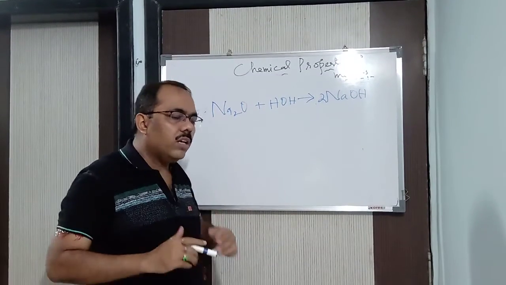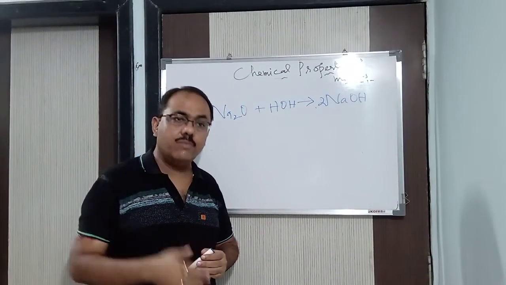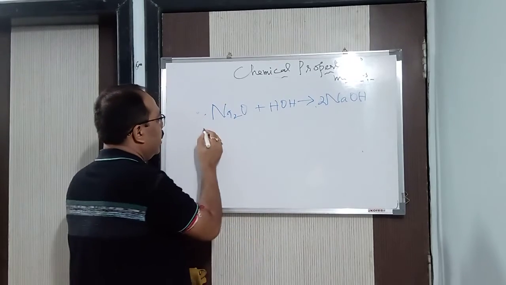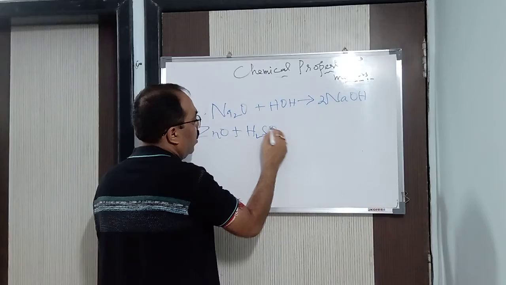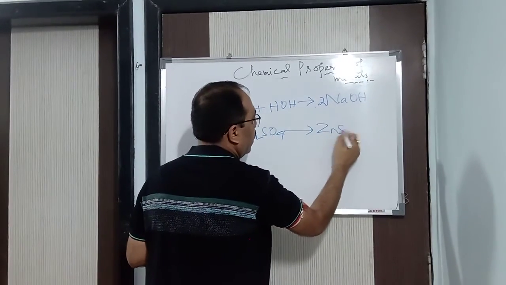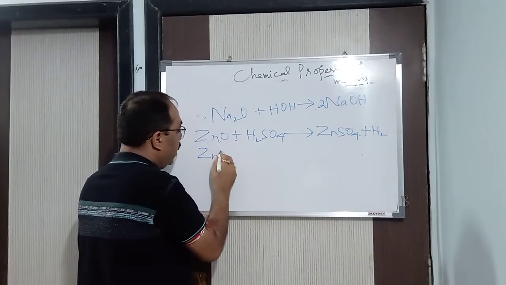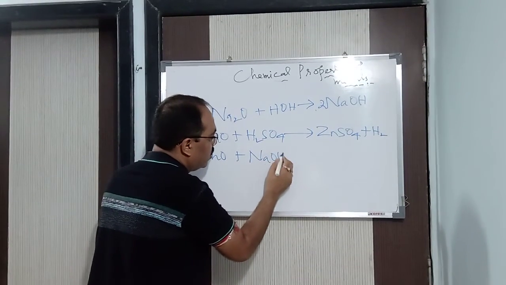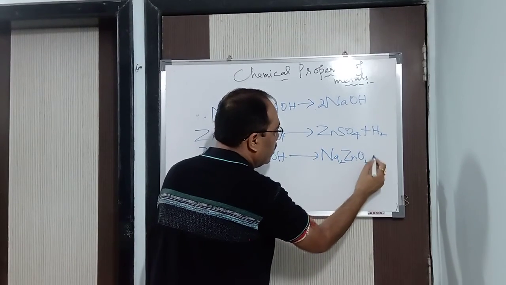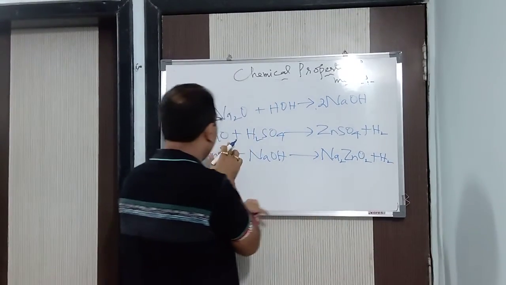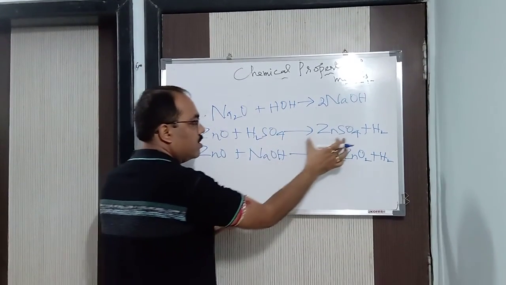Why is it called amphoteric? Because it reacts with acids as well as with bases to form salt and water. Like you can see here, zinc oxide reacts with acid H2SO4 to form ZnSO4 and hydrogen. The same zinc oxide will react with NaOH to form Na2ZnO2 plus H2, hydrogen. So here you can see zinc oxide reacts with sulfuric acid, and zinc oxide reacts with bases. This is zinc sulfate.